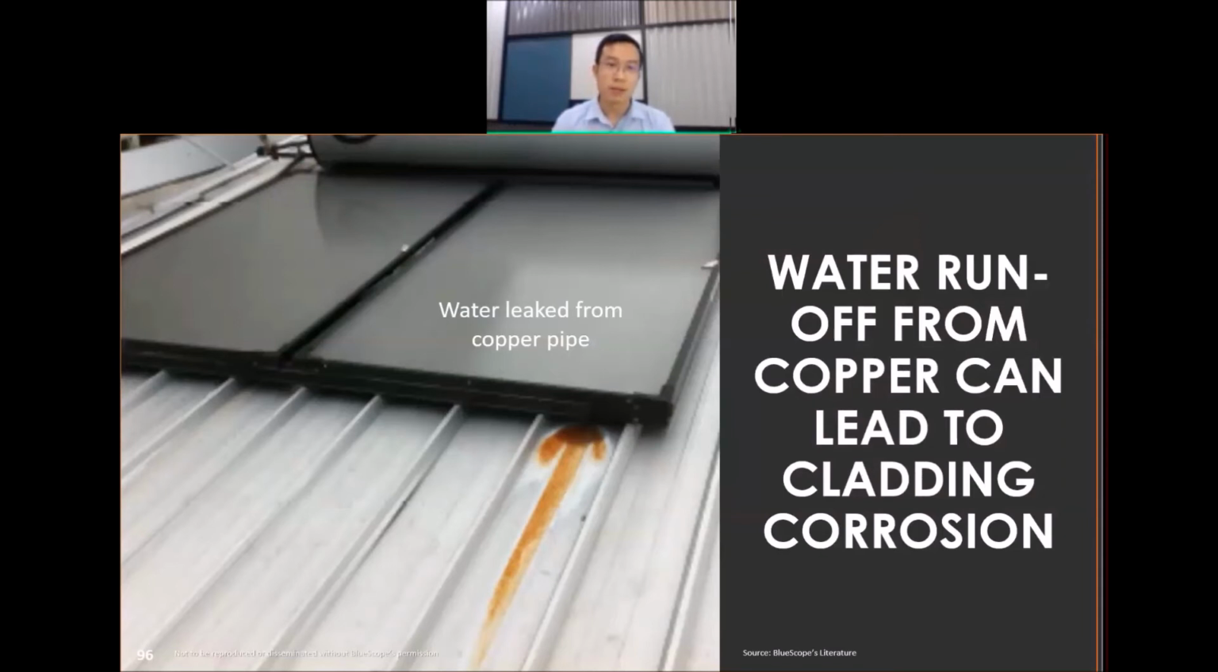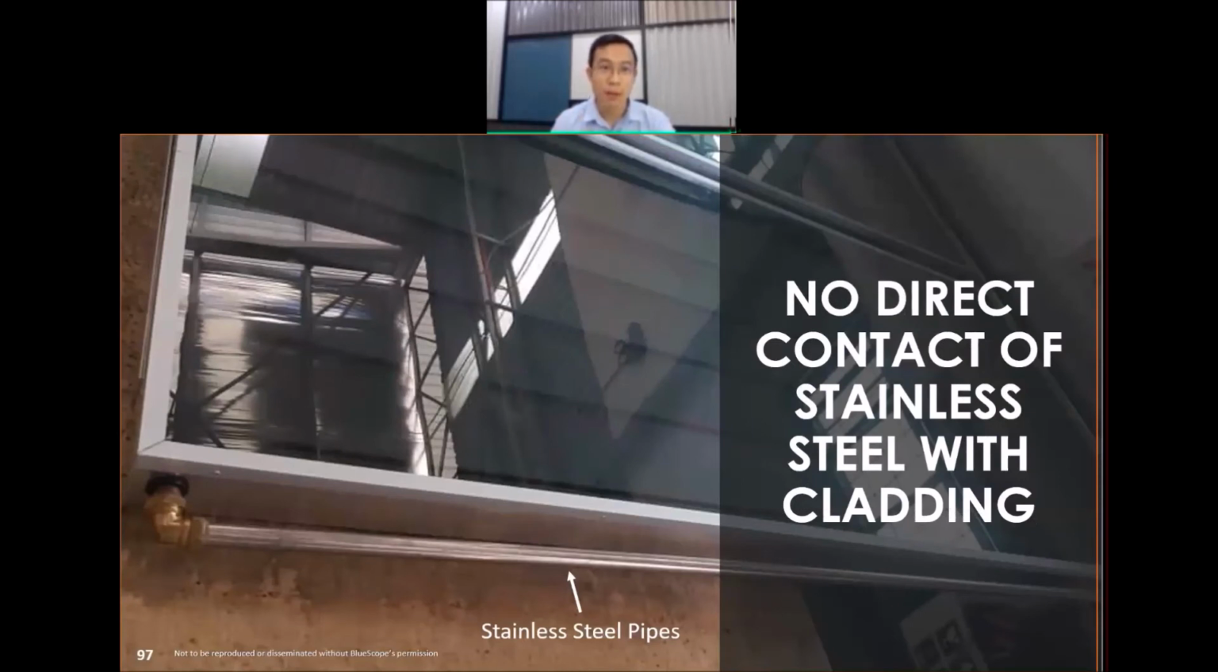Okay. And if you use copper pipe that's exposed externally, the water runoff itself could eventually cause the so-called accelerated reaction I mentioned earlier. This is an example where, typically for a water heater, the copper pipe runs in between the panels. This rusted arrow is actually caused by water leaking through the copper pipe. The water carrying all these copper ions started reacting with the steel cladding, causing it to rust faster. So as I mentioned earlier, no direct contact of stainless steel will be the best solution for the externally exposed part.